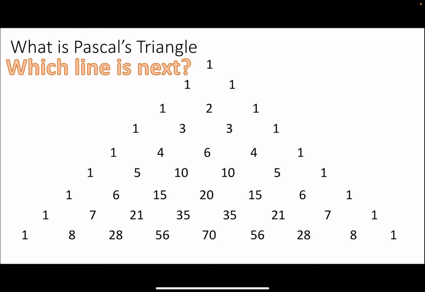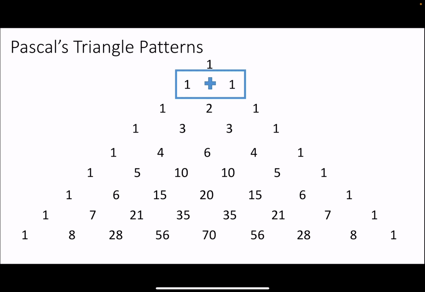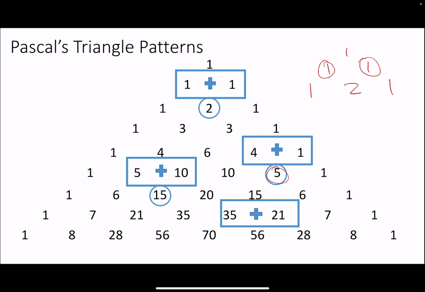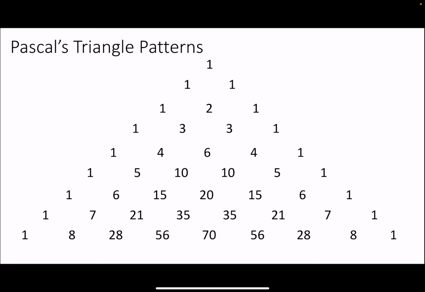It's 1, 8, 28, 56, 70, 56. And where did these numbers come from? Well, here's the pattern. Okay, so 1 plus 1 is equal to 2. You basically put a 1 and a 1 on the outside, and then you derive the inner numbers by adding these terms. See, so once I have 4 and 1, I know that this middle number is 5. 4 plus 1. 5 plus 10 comes from 15. 35 and 21 make 56. That's where 56 comes from.